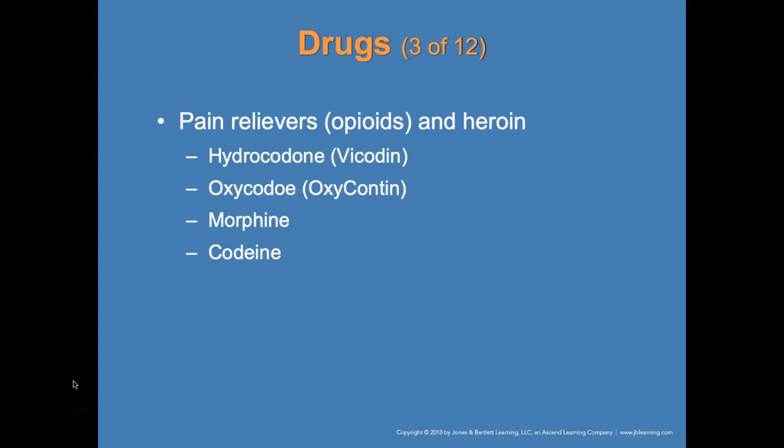Pain relievers, these are opioids. They mimic opium, morphine, such as that. Might be hydrocodone, Vicodin, oxycodone, OxyContin, morphine, codeine, fentanyl. There's a bunch of different ones.